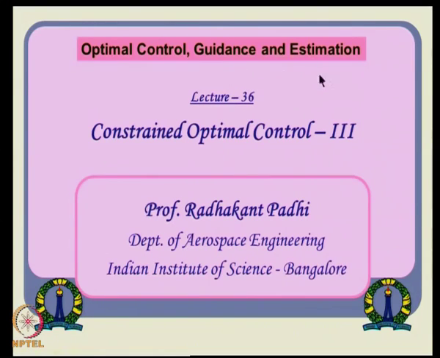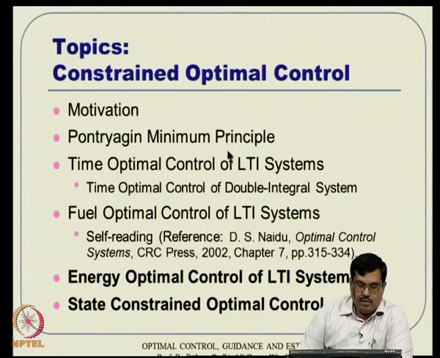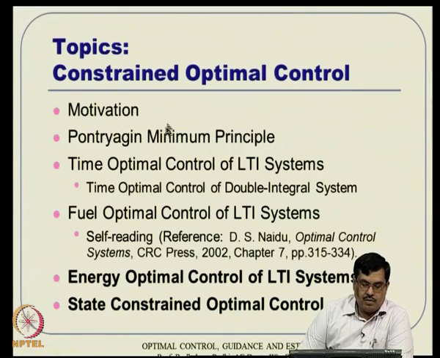Hello everybody. Let's continue our lecture series on optimal control guidance and estimation. We are in the third lecture of this constrained optimal control, which is going to be the last lecture in this constrained optimal control series. So far we have seen a little bit of motivation of why we need it, and especially a lot of practical problems demand that we explicitly account for that.